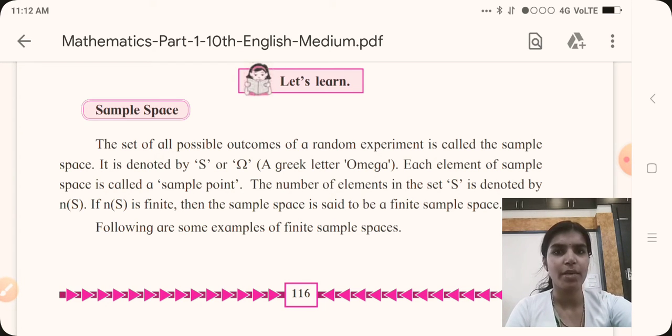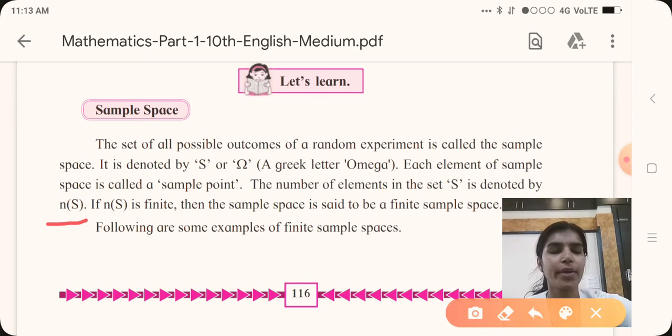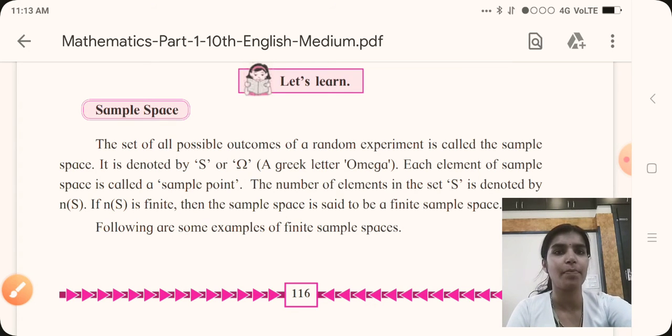Each element of a sample space is called a sample point. That means H and T are called sample points, and the number of elements in the set S is denoted by n(S). If you have the example of a coin, there are two possibilities, so we say n(S) equals 2. If n(S) is finite, then the sample space is said to be a finite sample space.